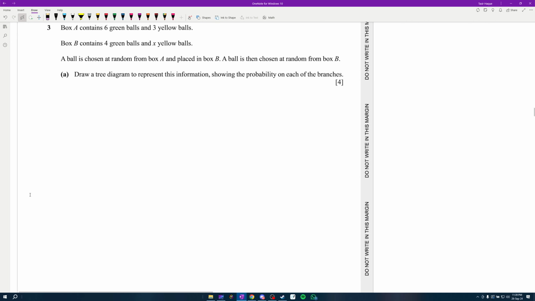Box A contains 6 green balls and 3 yellow balls. Box B contains 4 green balls and X yellow balls. A ball is chosen at random from box A and placed in box B. A ball is then chosen at random from box B. Draw a tree diagram to represent this information, showing the probability on each of the branches.